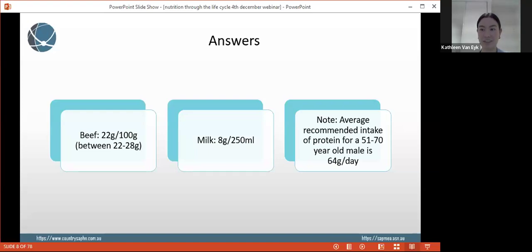All right, let's move on. Thank you so much for that. And just a little note about protein: an average protein requirement for a 51 to 70-year-old male is about 64 grams a day.